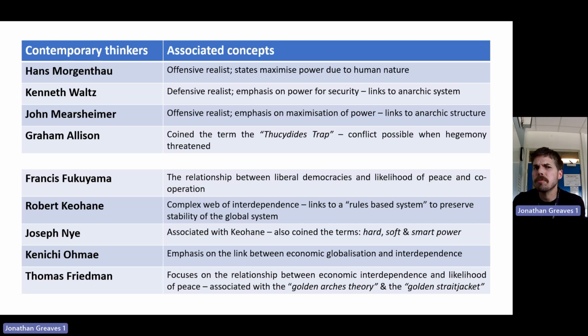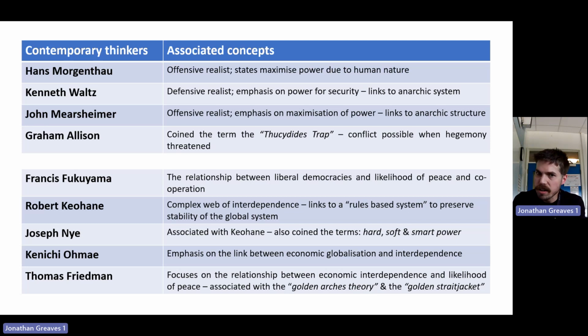But if you want to make distinctions between the different types of realists, well, we've got Morgenthau. Morgenthau believes that states maximize their power due to human nature. So he's a classical, offensive realist. Human nature is the reason why states behave this way. Whereas people like Kenneth Waltz and Mearsheimer, they think that states behave this way because of the anarchic system. So it's less about human nature and more about the system itself.